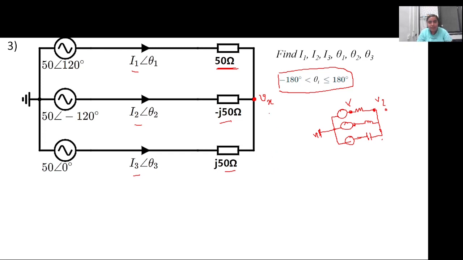So if we apply KCL at this node X, what will be the equation? I1 plus I2 plus I3 will be equal to 0, right? All the currents are going into the branch. So if we write in terms of voltage, what is I1? 50 angle 120 minus Vx by 50, or the opposite of it. So we will write it as 50 angle 120 degree minus Vx by the resistance 50.